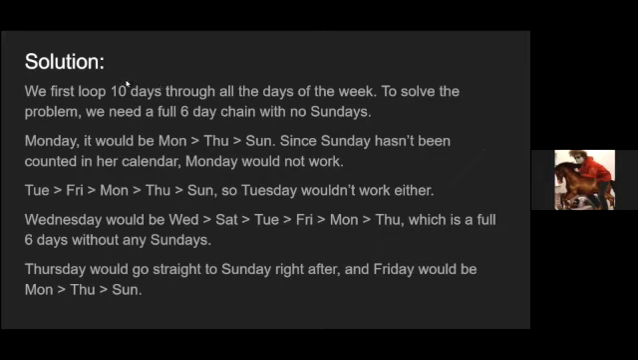The solution is we need to loop 10 days through all of the days of the week. To solve the problem, we need a full 6-day chain with no Sundays. Monday would be Monday, Thursday, Sunday. And since Sunday hasn't been counted in her calendar, Monday wouldn't work. Tuesday would be Tuesday, Friday, Monday, Thursday, Sunday. And that's only 5 days. So Tuesday wouldn't work either. Wednesday would be Wednesday, Saturday, Tuesday, Friday, Monday, Thursday, which is a full 6 days without any Sundays.